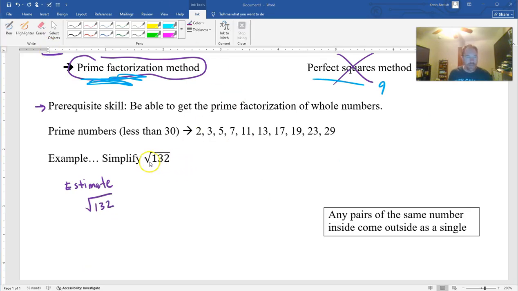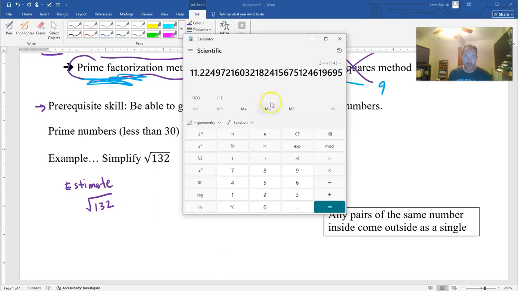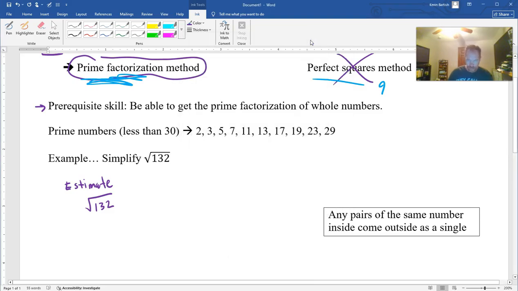All right, so another example here. This time let's do the square root of 132. And again, I'm going to start with a calculator estimate. 11.489. All right, so again, I'm not worried about rounding right now, I guess, but 11.489. All right, so keeps going.